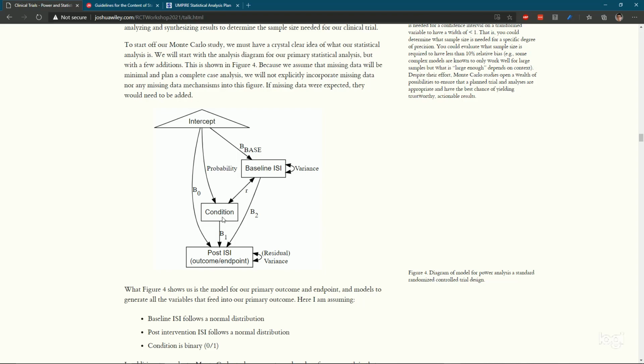Another is what is the association between the condition and baseline ISI. In this case, we don't have to worry about that because we randomize conditions, so we're going to assume that the association between the two is 0. But we do need the average ISI at baseline, the variance of the baseline ISI, the probability of being in a given condition, and estimates for what the intercept of the post-ISI is, the difference between CBTI and sleep hygiene at post-ISI, and the relationship between baseline ISI and post-ISI, as well as how much unexplained variability there is at post-intervention ISI.